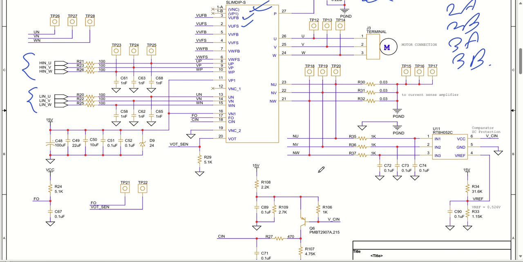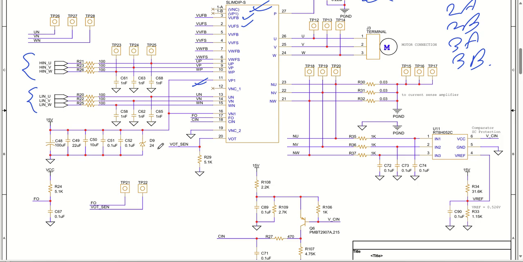Other things we'll see first: we have the power supply, VP1 and VN1. This is powered by 15 volt, with these capacitors, and this is a clamping diode that is given. Similarly, we have the fault output, FO, that has been pulled up and then sent to your microcontroller input. Similarly, we have VOT sense, the over temperature sense. The over temperature sense is also pulled down and then sent to your ADC pin. This is actually the IO pin, FO pin.